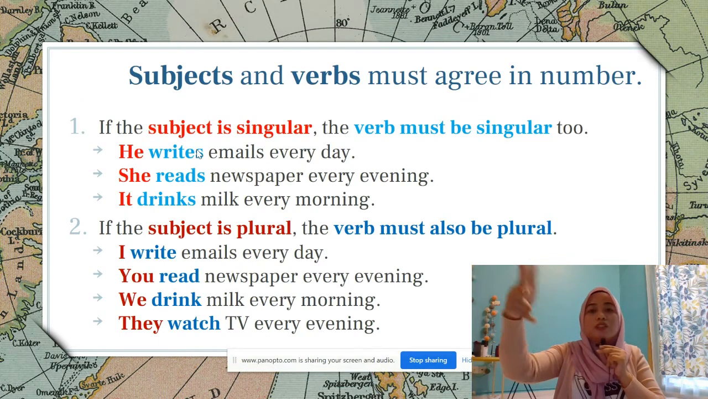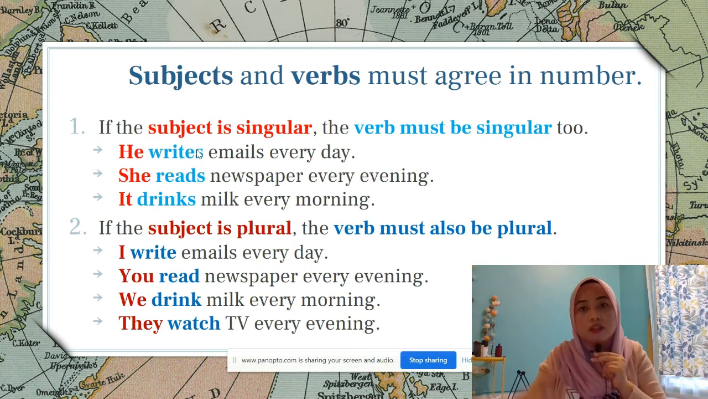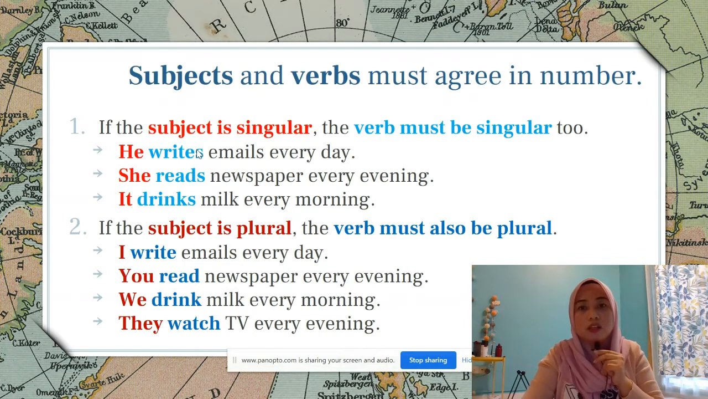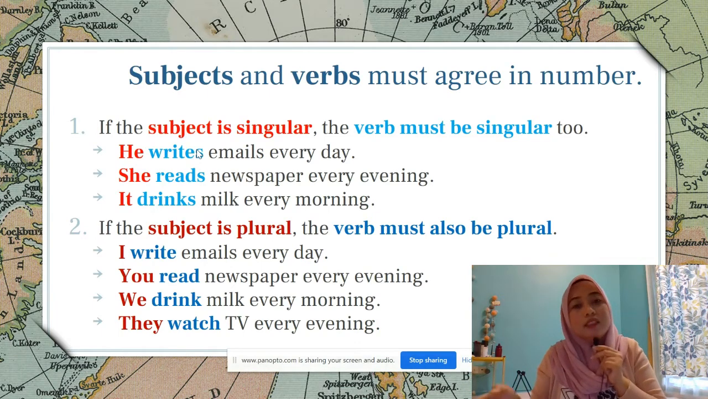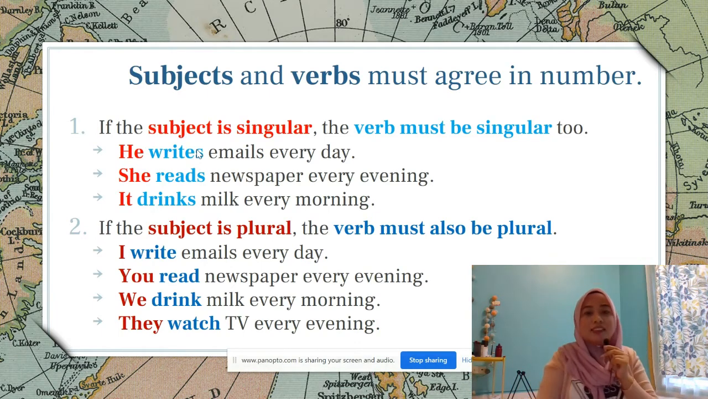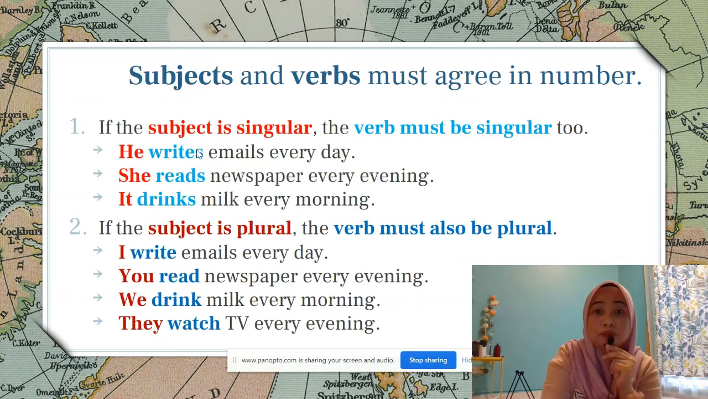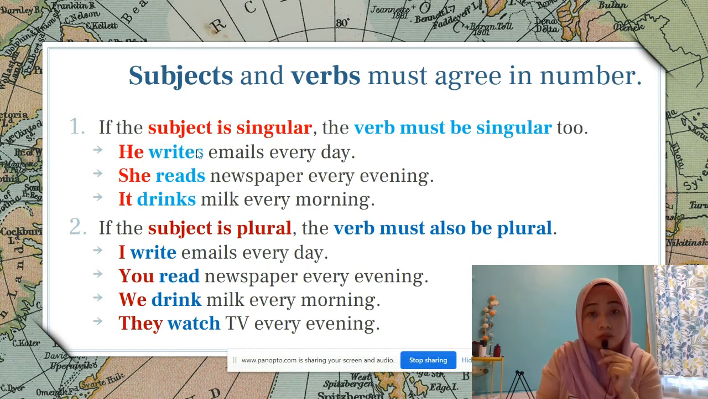So what are singular subjects? He, she, it, or anybody's name that is one person. Okay, Farah, Chongwei, whoever it is, one person, that is a singular subject, and you have to have a singular verb. Now, the next rule is totally the opposite of what we had just now. So if the subject has more than one person, plural, the verb has to be plural as well.